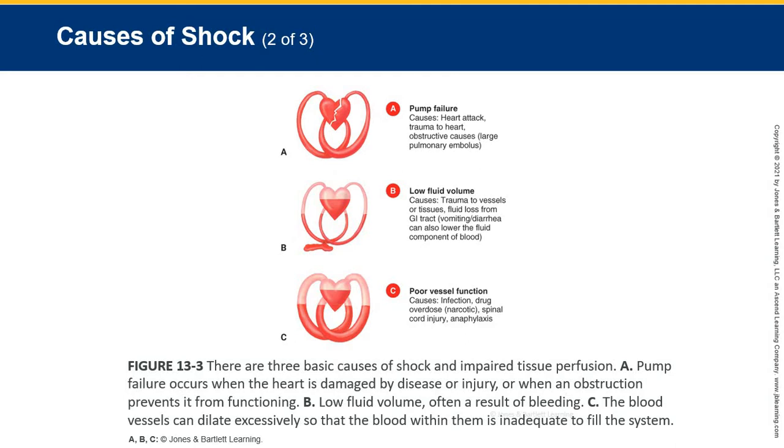Pump failure includes things like heart attacks and trauma to the heart that causes bruising, myocardial contusions. Low fluid volume, like if you lose a lot of blood, is hypovolemic shock. Fluid loss can also happen from things like nausea, vomiting, and diarrhea. It's not as big a problem in the United States, where we have clean drinking water, but one of the leading causes of pediatric deaths around the world is diarrhea. Another thing that can happen is poor vessel function. Things like infection or narcotics can cause this, and spinal cord injuries. We'll talk about all this.